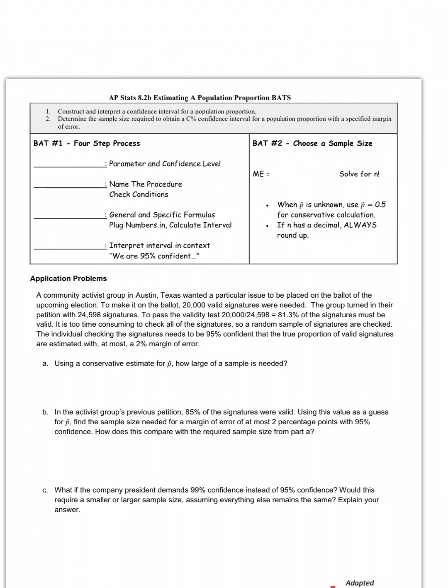Four-step process. First time you've seen it. This doesn't take long to fill out. The first step is the state step. It's very important that you state the parameter in the context of the question. And with confidence intervals, we want to state a confidence level. The plan step is to name the procedure, and just to remind you, we're doing one proportion z intervals. And then you have to check your conditions.